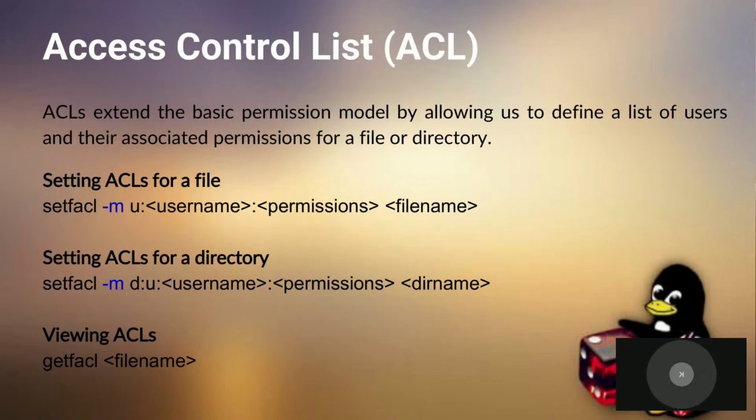The last aspect under this is the access control list. Remember what I said about a user being the owner of a particular file. Conventionally, that's how it works. But the access control list helps to extend that basic permission model. An access control list can allow us to define a list of users and their permissions for a file.